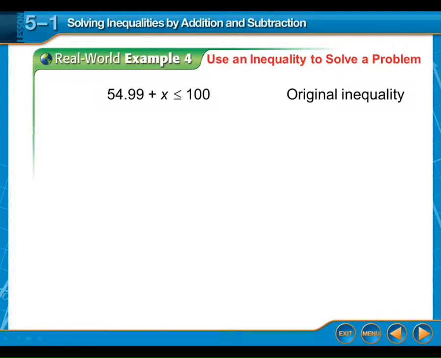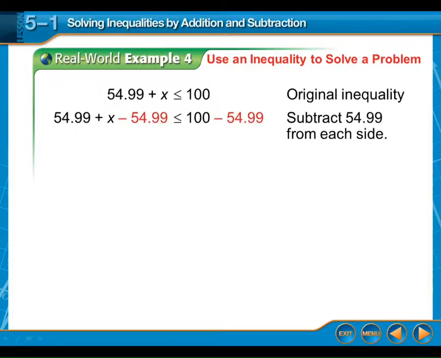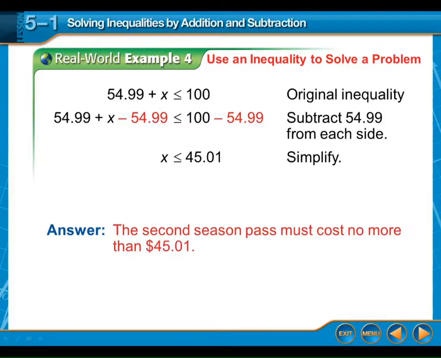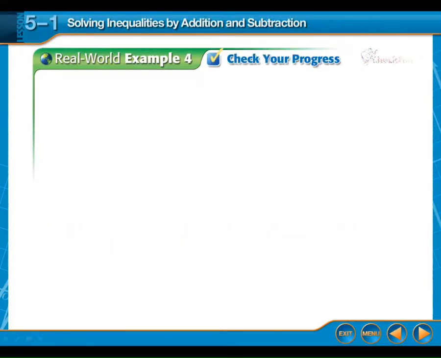All right, use the inequality to solve the problem. You want to subtract 54.99 from both sides of the equation, and you find out that x has to be less than or equal to $45 and a penny. So the second season pass must cost no more than $45 and a penny, or she will not have enough money to pay for it.